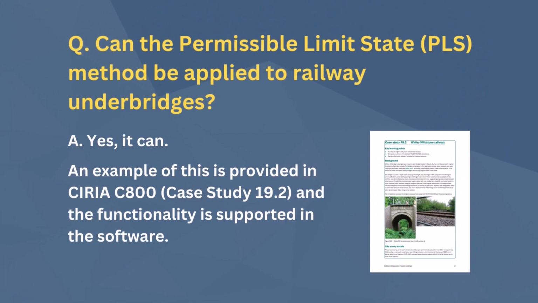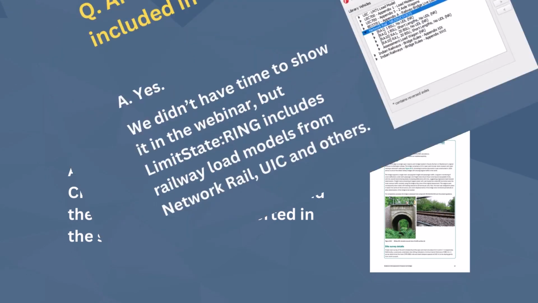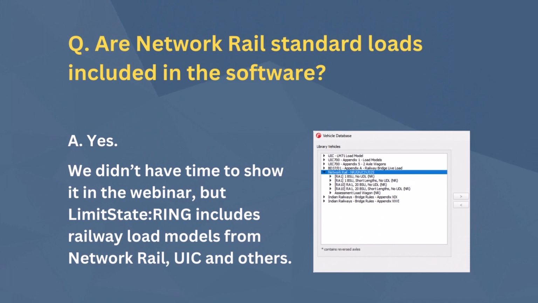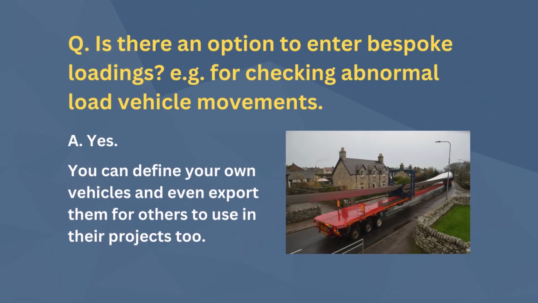Secondly, can the PLS method be applied to railway underbridges? The answer is yes, it can, and there's an example of this in Series C800, and the functionality is fully supported in the software. Are Network Rail standard loads included in the software? Yes, we didn't have time to show this, but Ring includes railway load models from Network Rail, UIC, and others. Is there an option to enter bespoke loadings, for example, for checking abnormal load vehicles? Yes, you can define your own vehicles and even export them for others to use in their projects as well.